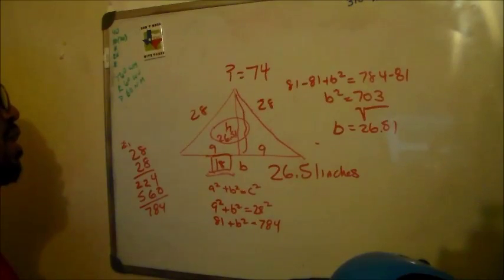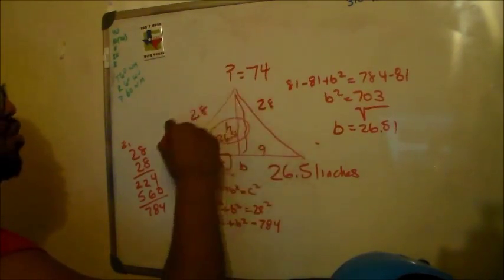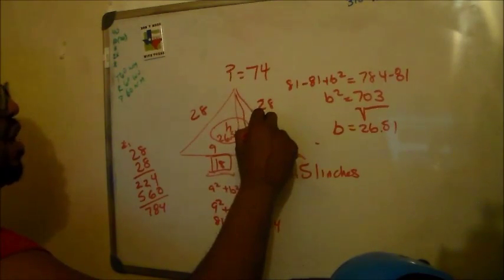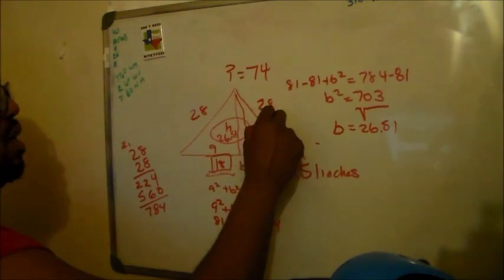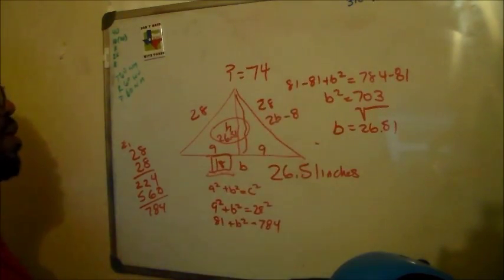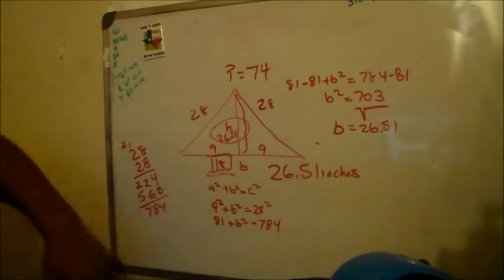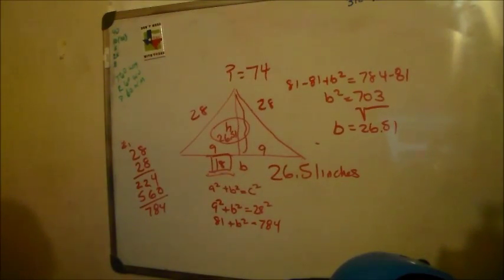And we dealt with inches. It didn't really tell us, but when they stated that the congruent sides of the isosceles triangle were 2 times the base minus 8 inches, I just ran with inches, which was safe to do. 26.51 is our answer using the Pythagorean theorem.